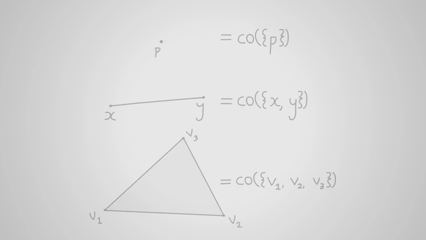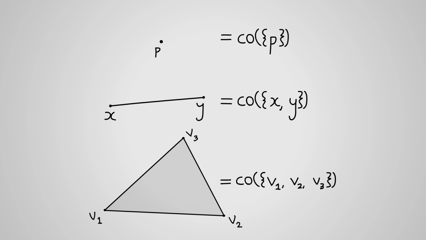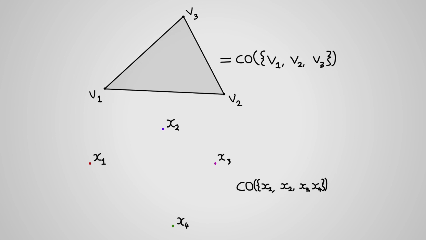So, in the plane, a point is the convex hull of one point, a line segment is the convex hull of two distinct points, and a triangle is the convex hull of 3 points, so long as these points don't lie on a line, since then the triangle collapses to a line. What about the convex hull of 4 points? Well, if we stay in the plane, we get a quadrilateral.